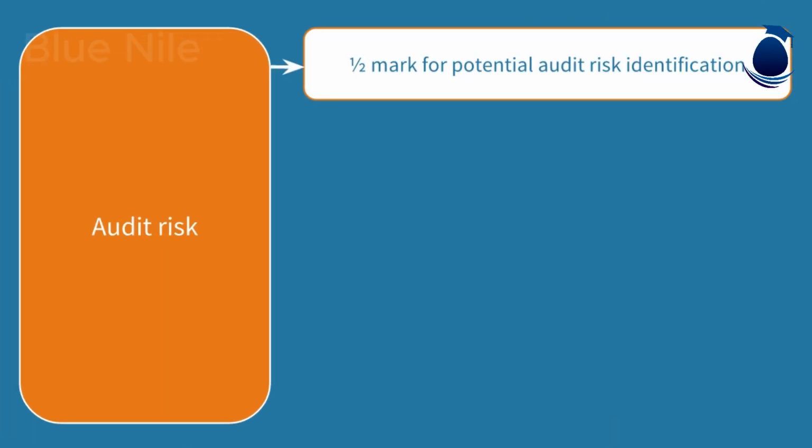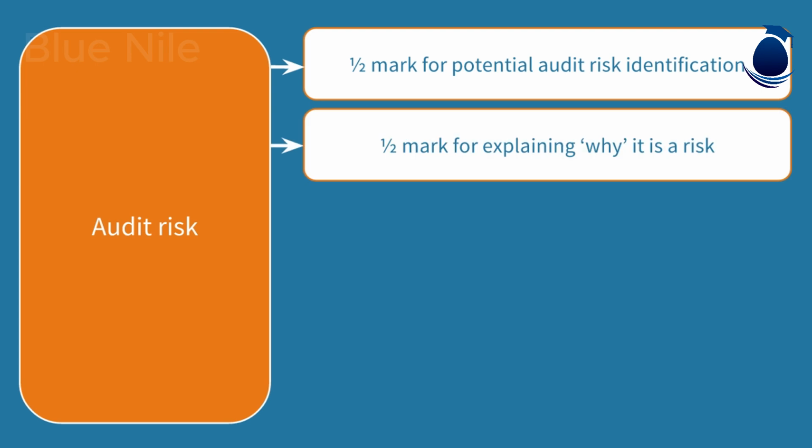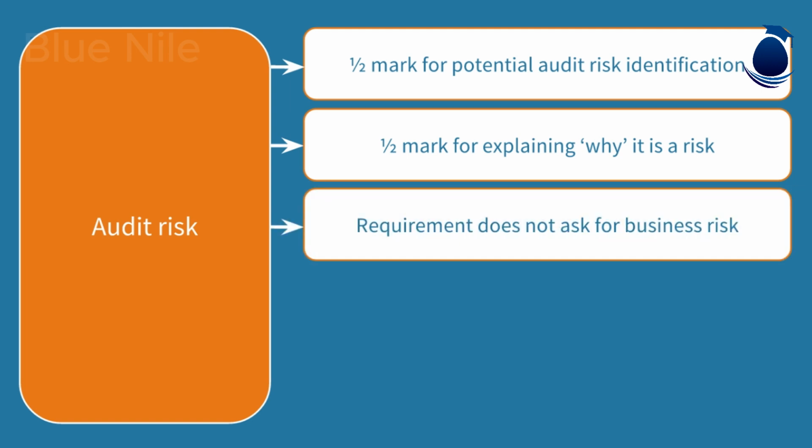It is worth noting that half a mark will be awarded for identifying from the scenario the potential audit risk. You will only get the remaining half a mark if you can then explain why it is a risk to the audit. Many candidates explain the risk as a business risk to the client and therefore get no further marks. The auditor's response is to explain the work that the auditor would need to do to address the audit risk.